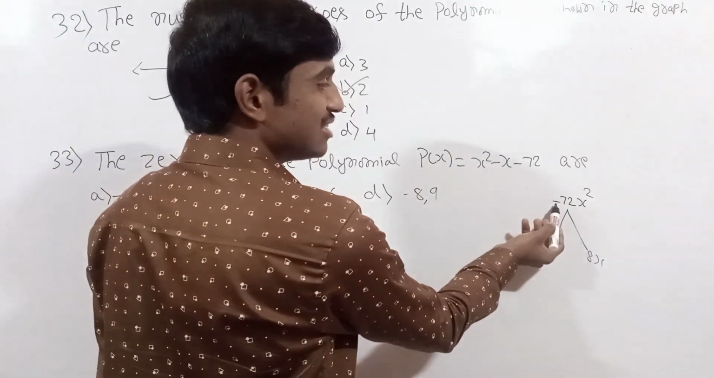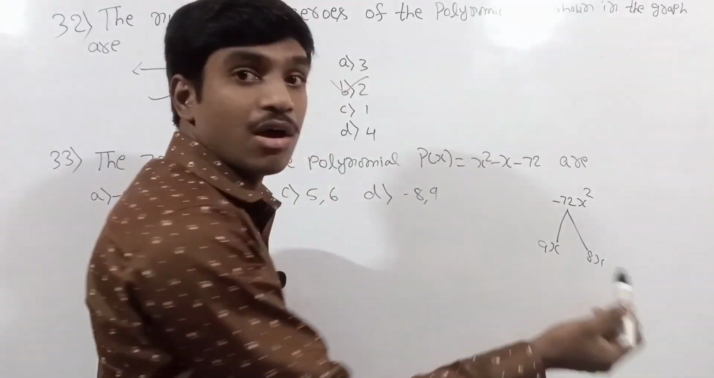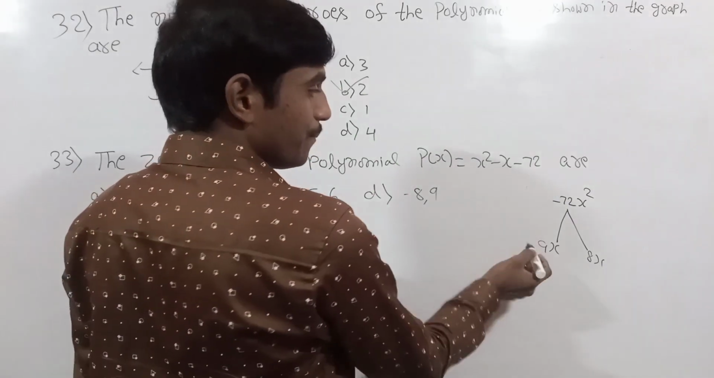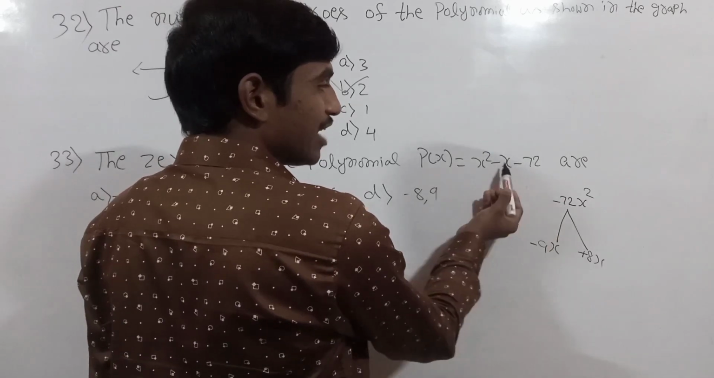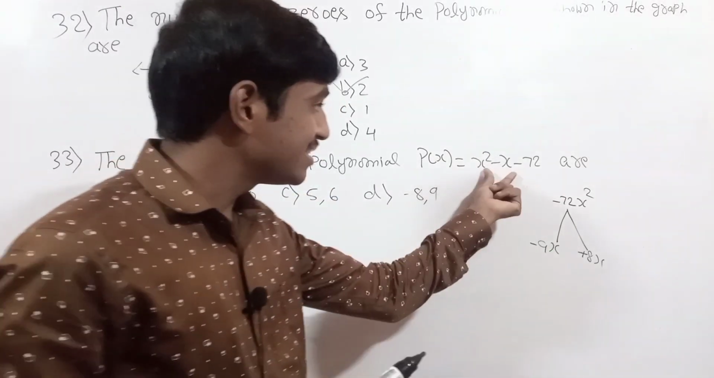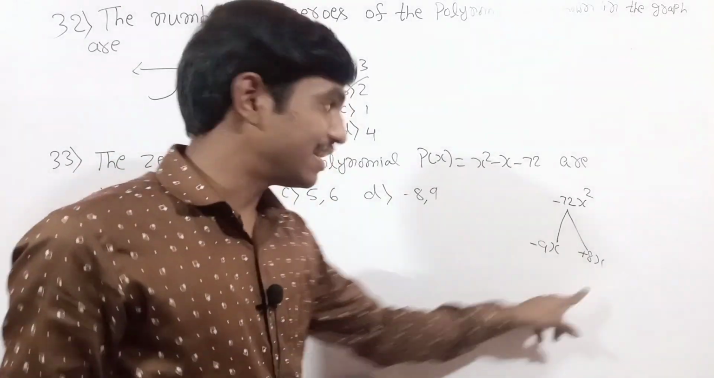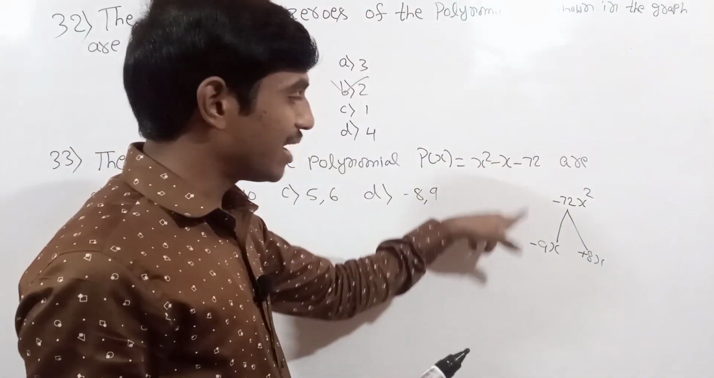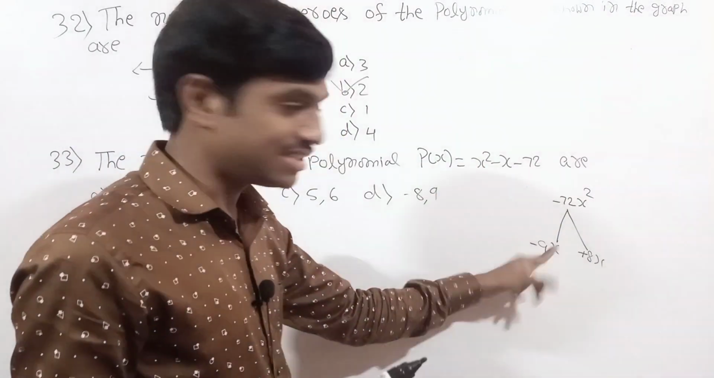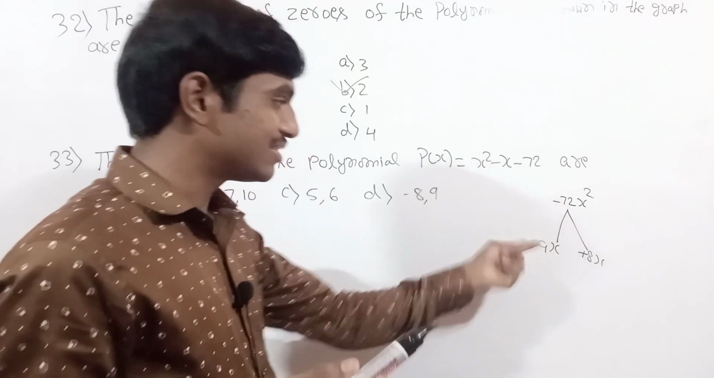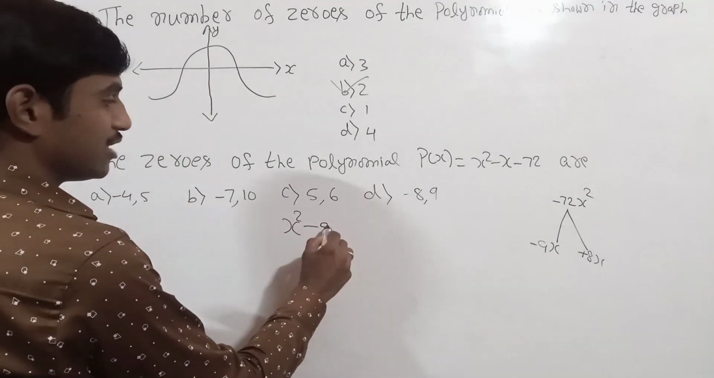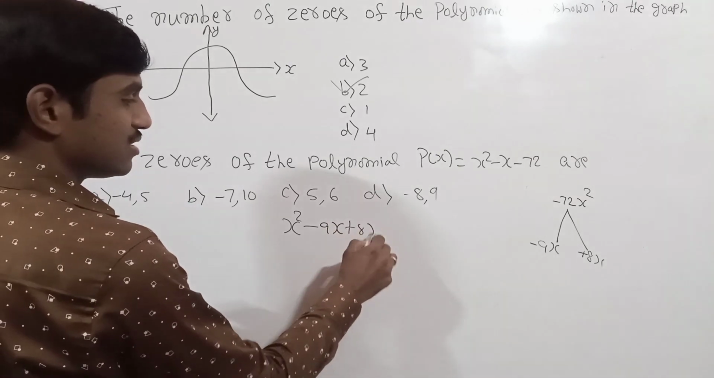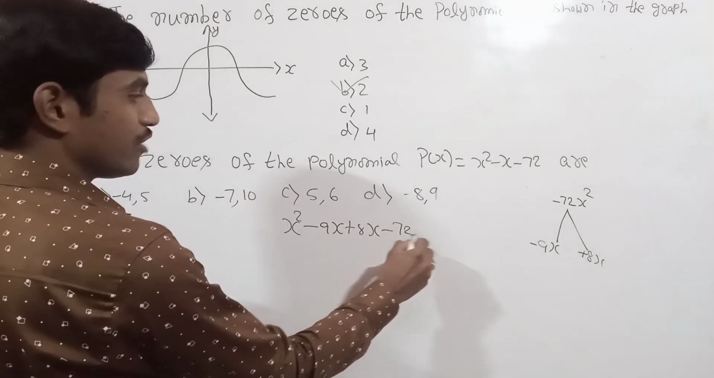Now we look at the sign. Here you should get minus. That means either 9 should be minus or 8 should be minus. Here 9 should be minus and 8 should be plus, because when we subtract we get minus x here. If it was plus x here, then 9x minus 8x. But here it is minus x, so it is minus 9x plus 8x. The greater number is 9, so the sign will be negative. So we will substitute in place of minus x as minus 9x plus 8x minus 72 equals 0.